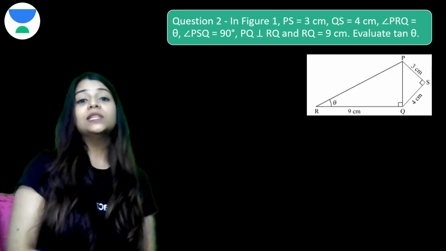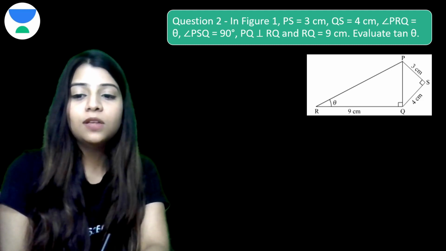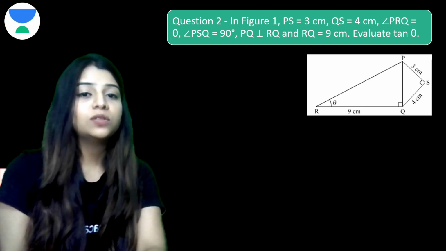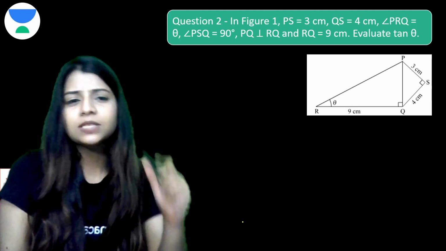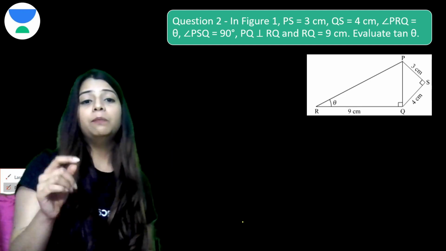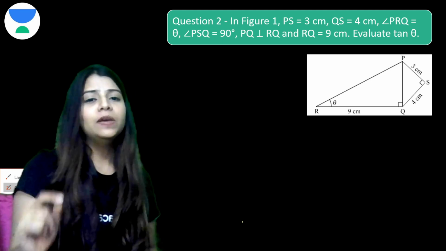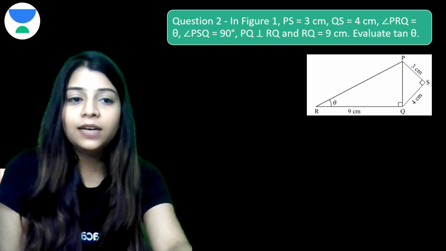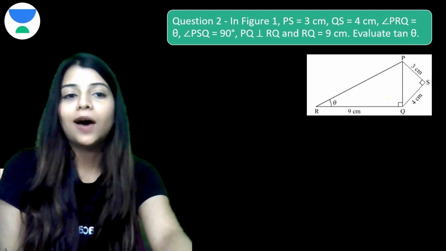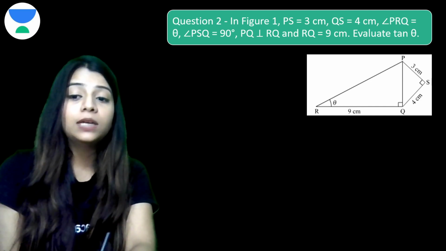So moving forward to the second question. Now this is a nice question. It is given that in the figure PS is 3 centimeter, the QS length is given as 4 centimeter, and angle PRQ is theta. PSQ is 90 degrees, and this is also given as 90 degrees, PSQ and your PQR. We have to evaluate tan theta.